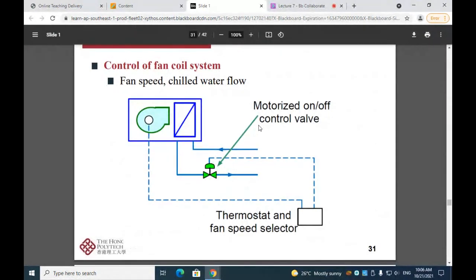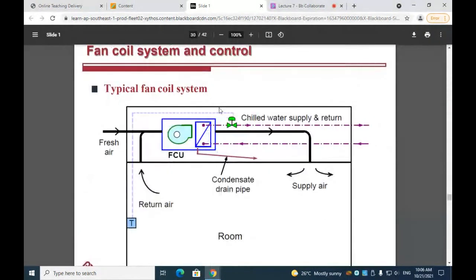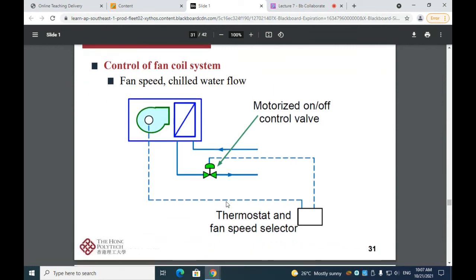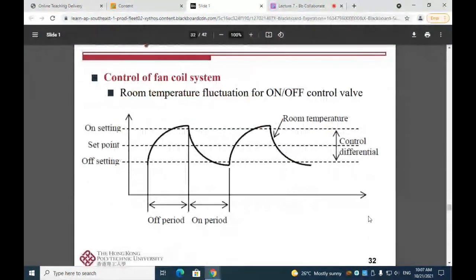Okay, for the control, here is a close-up of the control module. So for the thermostat and fan speed selector, you can obviously select different fan speeds, and different fan speeds correspond with different airflow rates. And the thermostat and fan speed selector will also control the control valve here. And this control valve is a motorized on-off control valve. So the room temperature fluctuation will exist if we use this on-off control valve.